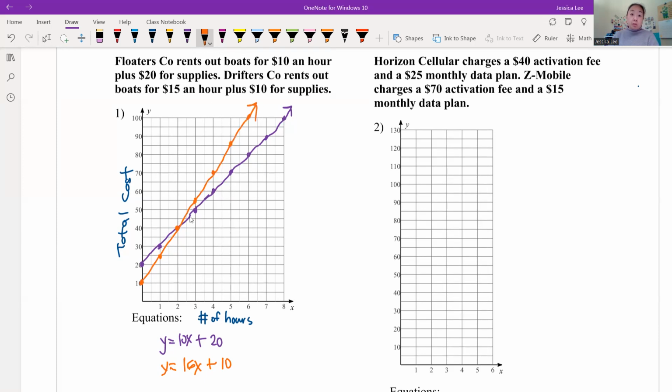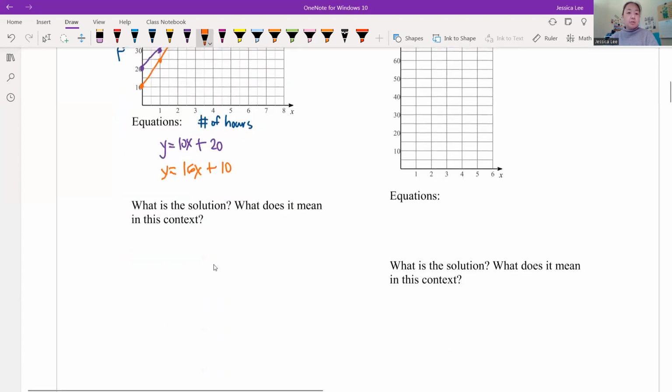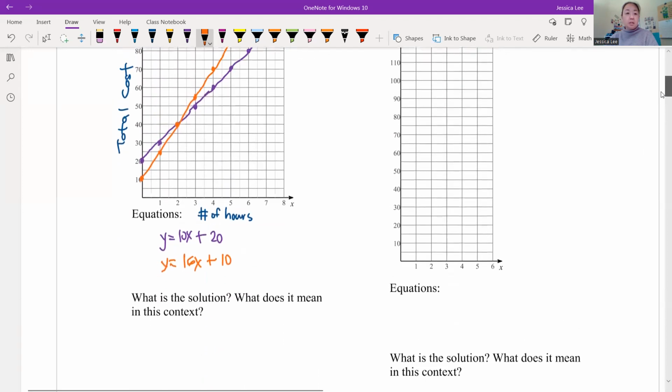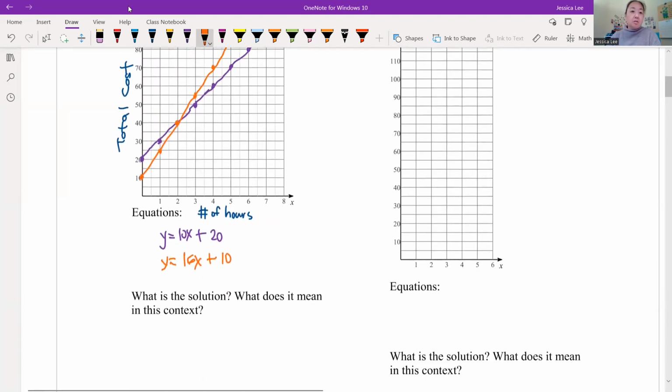There we go. That's why we need rulers, but this is what we have. Okay, and then it asks us, what is a solution? What does it mean in this context? So in this case, when we have two lines like this, where they intersect, that is a solution. So this is a solution right here. That is going to be (2, 40). And what does it mean in this context? So 2, remember, it's 2 hours.